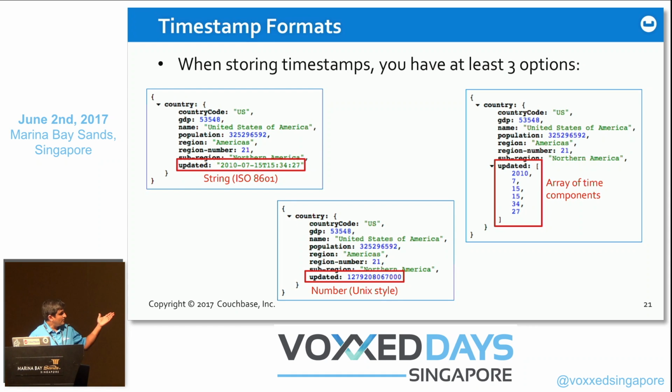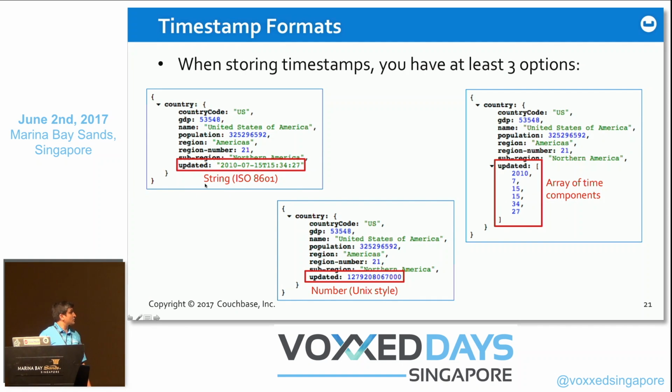When you store it as an array of time components, it looks funny, but it can be extremely useful, especially when you are trying to generate some kind of time series graph and you want to push it to, say, Tableau or some kind of visualizer tool. It works really well, especially when you are grouping. It makes a lot of sense to represent time as an array of time components.